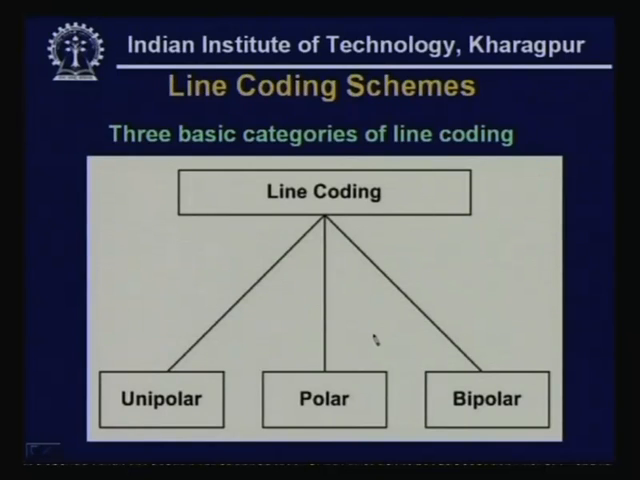Now, let us see what are the various line coding schemes that are commonly used. The line coding techniques can be broadly divided into three types: unipolar, polar and bipolar. So, these are the three basic schemes that are being used.